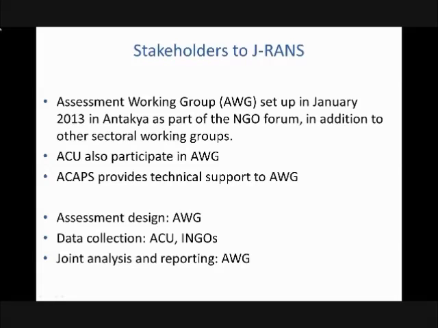We, as ACAPS, have been providing technical support to this assessment working group in the sense that we have been participating in the design phase, drafting the tools, getting agreements about the key questions to be asked, designing the sampling methodology, ensuring that all the enumerators going to the field were being debriefed when they came back, doing some data cleaning, database setup, graphing, providing the analysis, ensuring joint analysis between the different partners, and producing the first draft of the report, which then has been validated by the assessment working group.